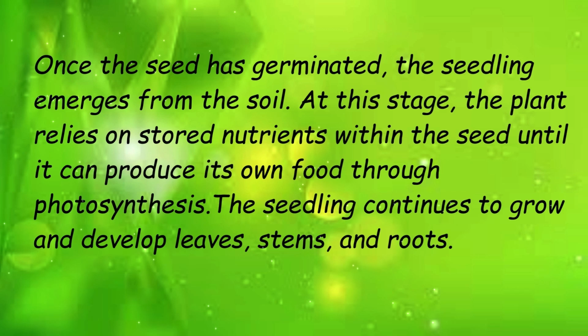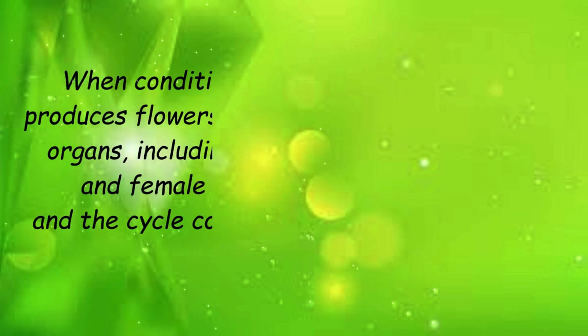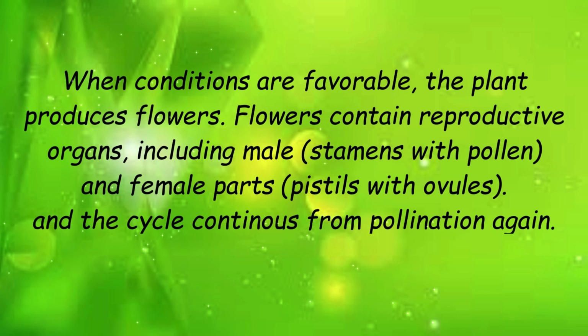At this stage, the plant relies on stored nutrients within the seed until it can produce its own food through photosynthesis. The seedling continues to grow and develop leaves, stems, and roots. When conditions are favorable, the plant produces flowers.